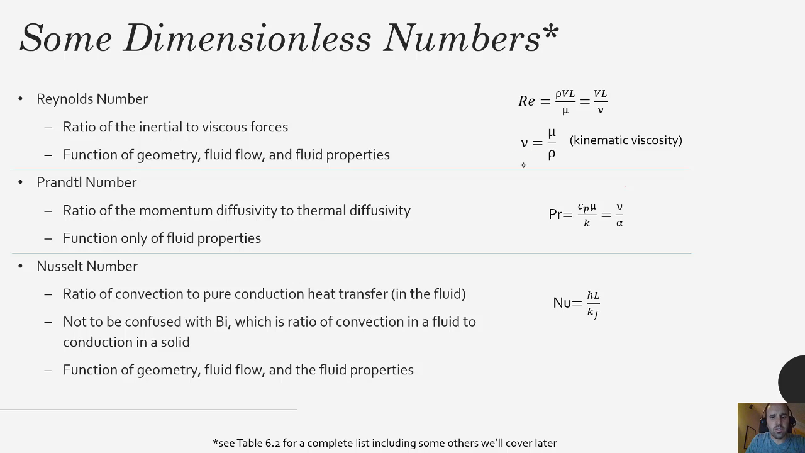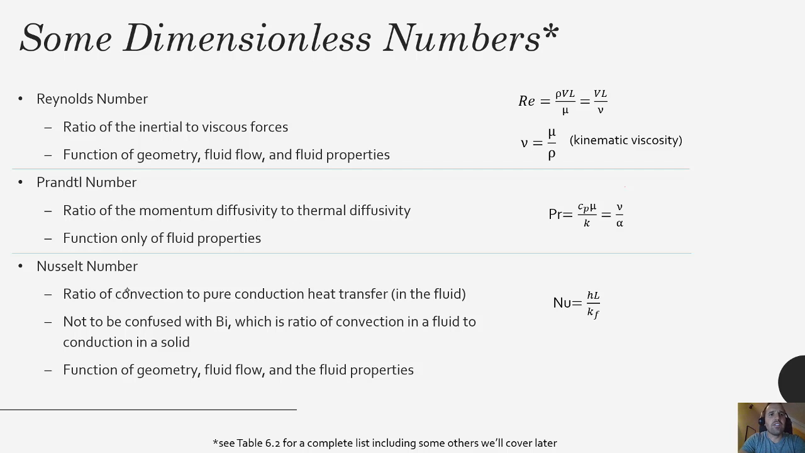As you're going through these correlations, you'll need to figure out what the Prandtl number is. Then you'll need to calculate the Reynolds number, and you'll plug both of those and maybe some more variables into these correlations. Okay, the Nusselt number, as we introduced on the last slide, is the ratio of convection to pure conduction heat transfer in the fluid.